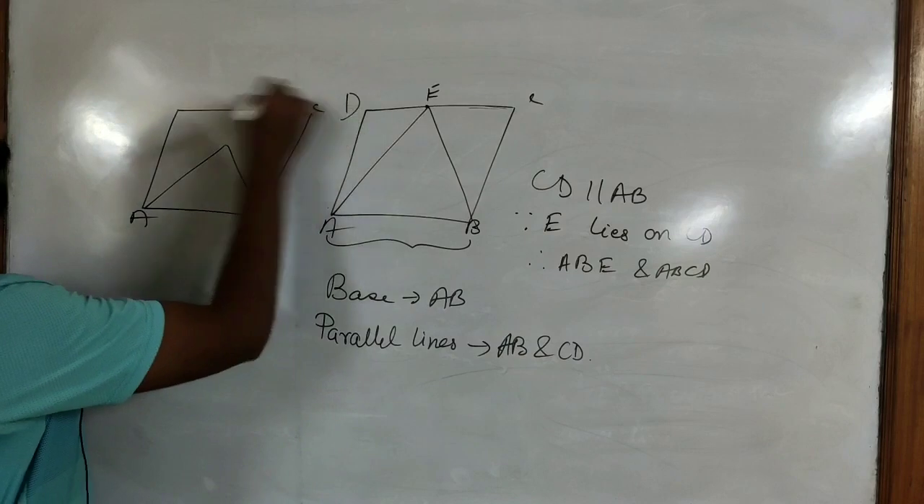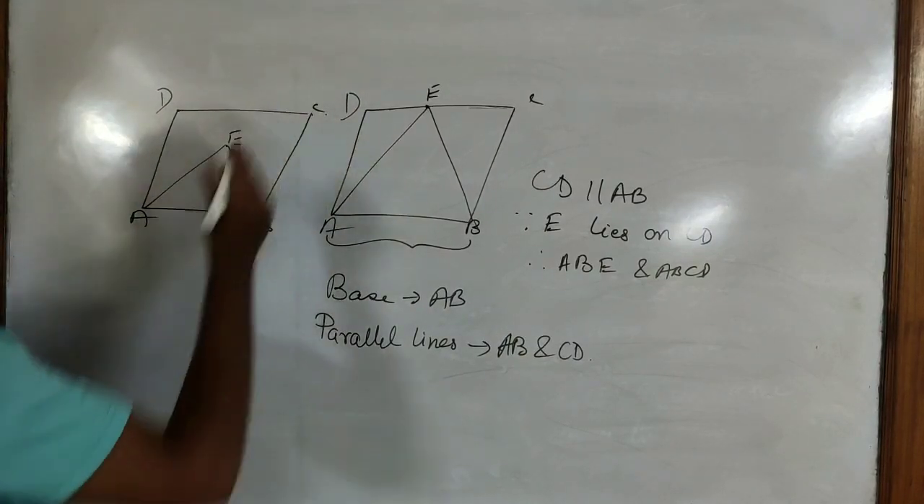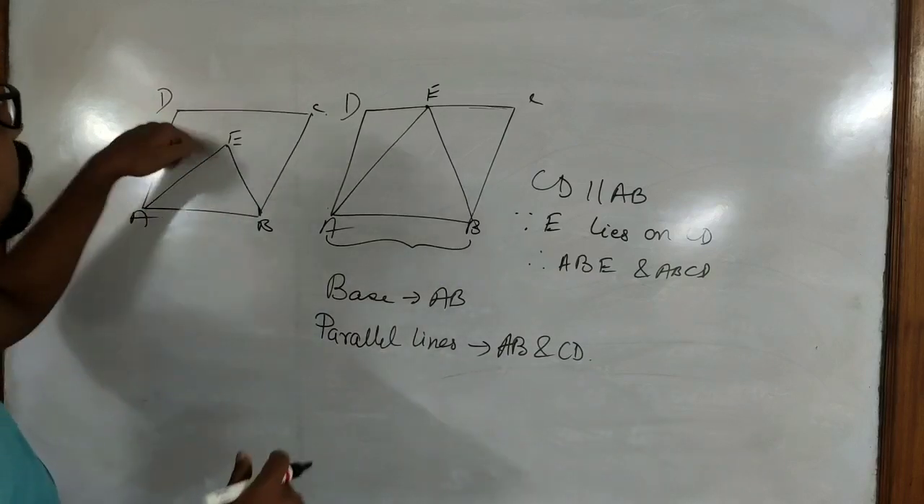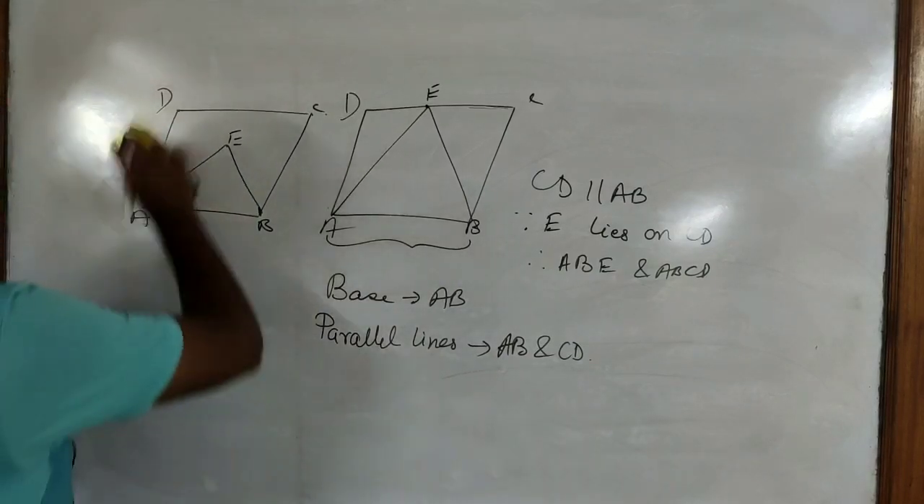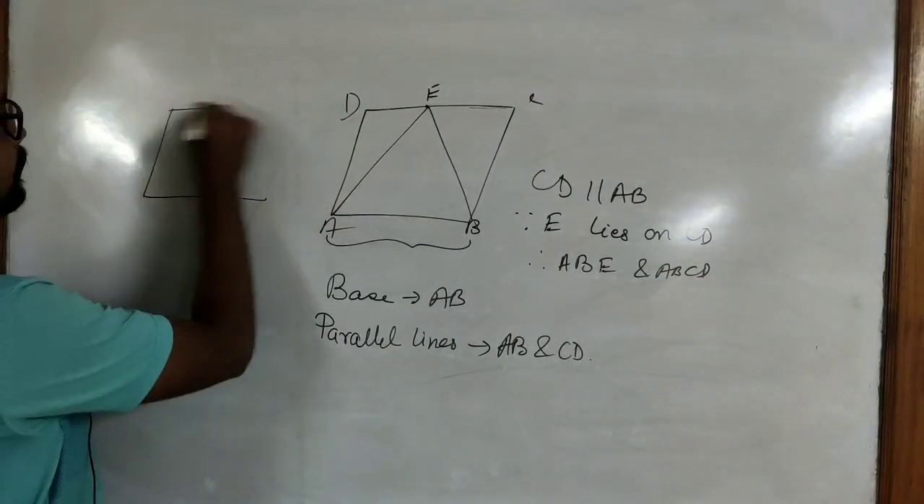AB is parallel to CD, but E and CD do not lie on the same line. So therefore they will not be between the same parallel lines. Another case where the base is not the same is something like this.